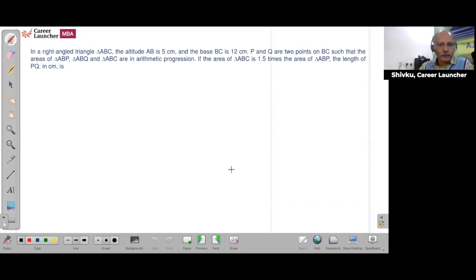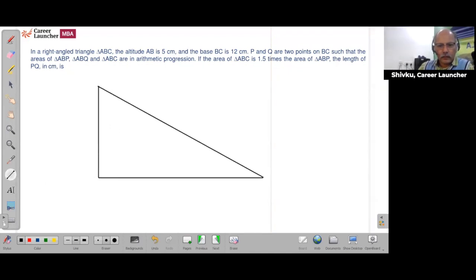Another geometry question, but this one is an easier one. In a right angle triangle ABC, so let me draw a right angle triangle ABC. AB is equal to 5 and BC is equal to 12. Points P and Q are 2 points on BC such that ABP, ABQ, and ABC are in arithmetic progression.